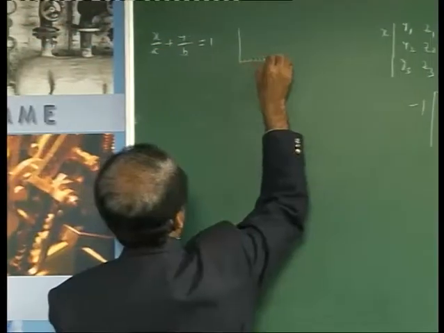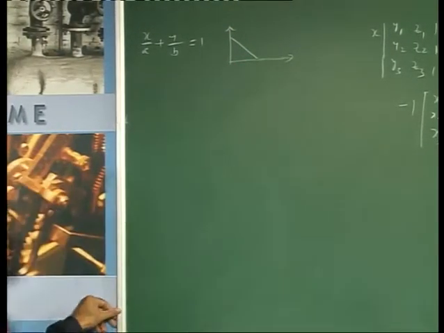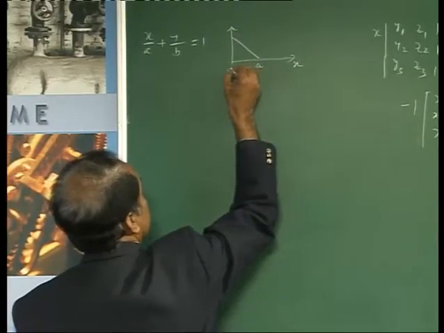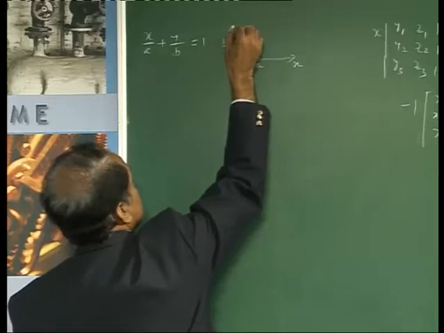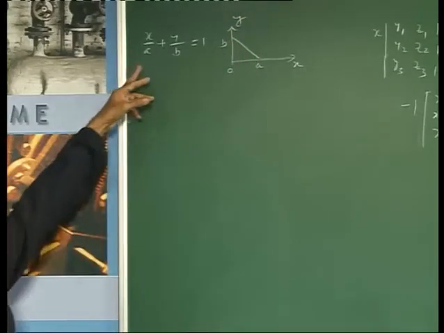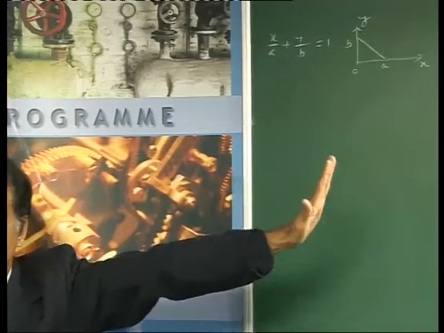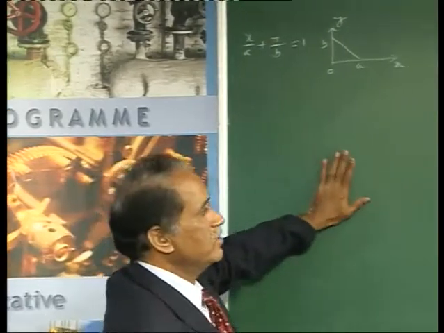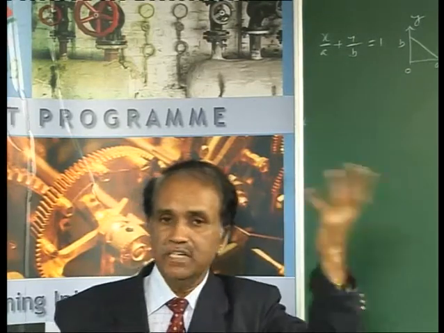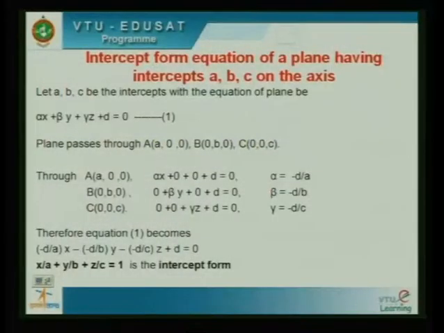How do we represent this graphically? Like this. When the straight line cuts the x axis at a distance of a units, and at b units on the y axis, then the intercept form is given by x by a plus y by b is equal to 1. And easily you can make out what the intercept form will be in the three dimensional situation. Three dimensional situation means ax plus by plus cz plus d equal to 0 is the equation of the plane.